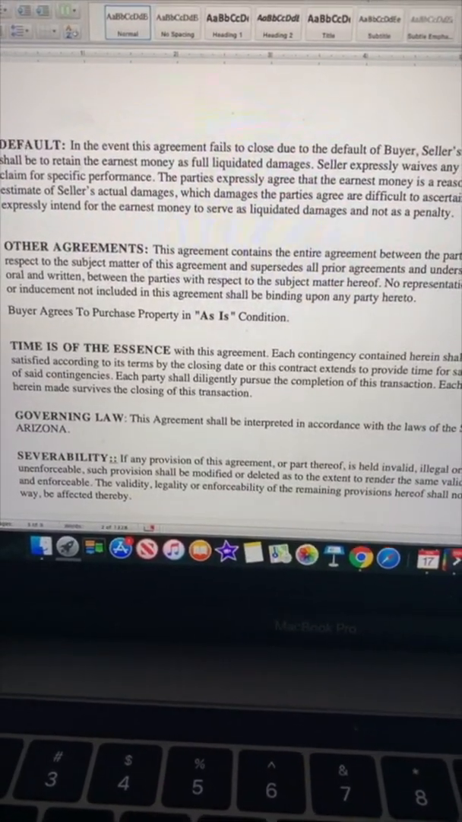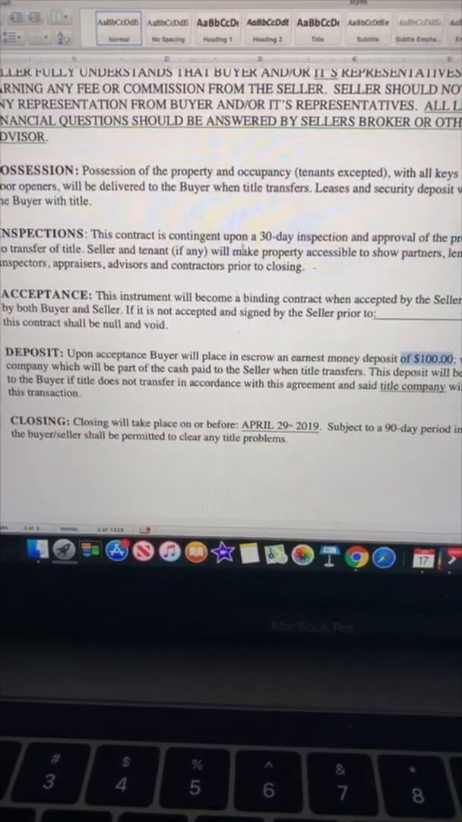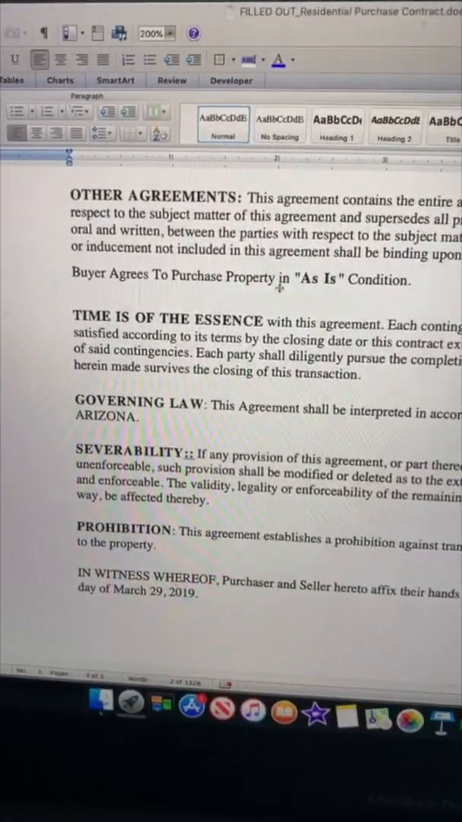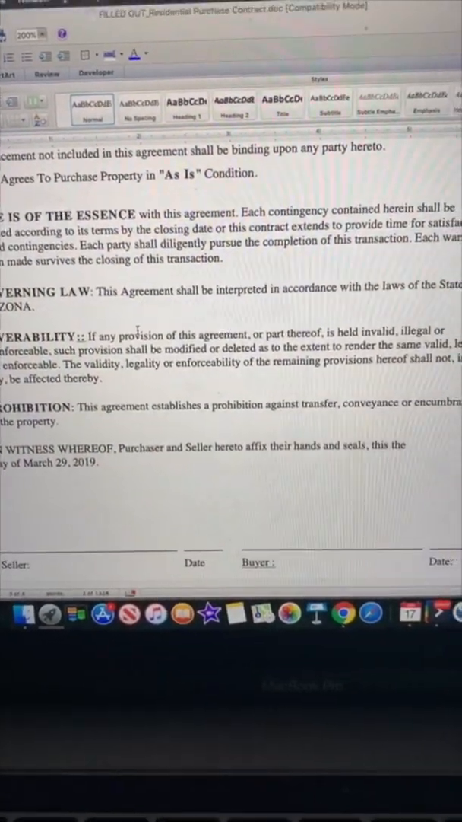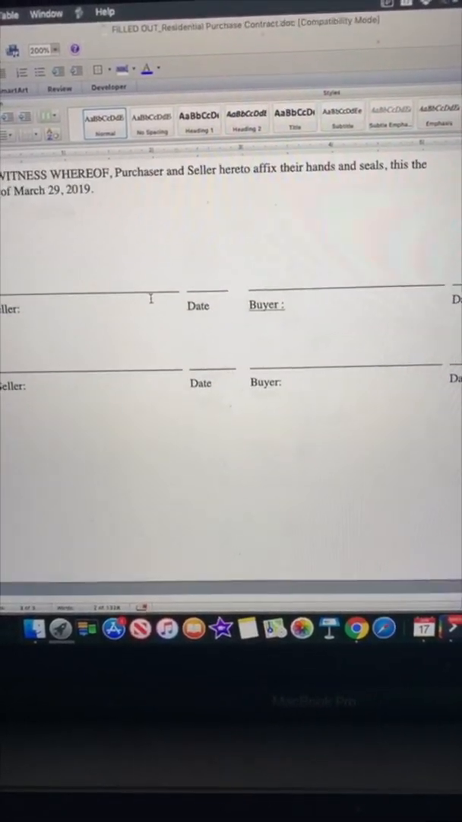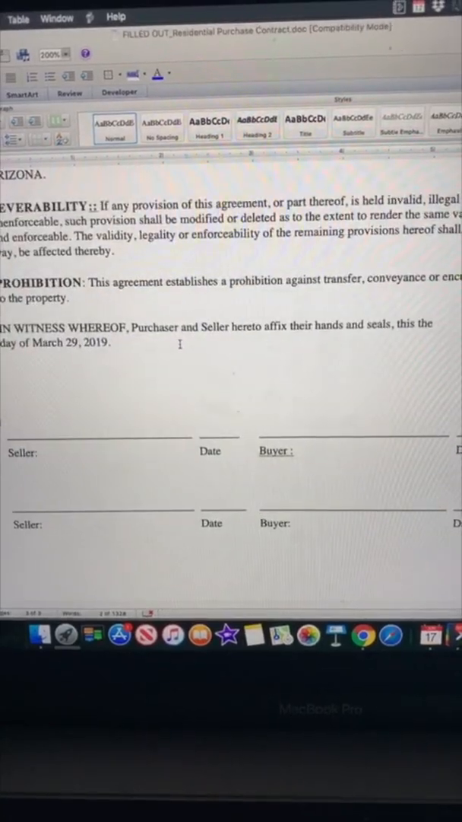So this default language is important. Having your inspection period right there is important. And then we scroll down: other agreements, purchasing property in as-is condition, time is of the essence, governing law, this is in the state of Arizona, severability, and then you have the signatures. So that being said, that is the crux of the contract, right? Those are the most important parts of the contract that you can have on here.